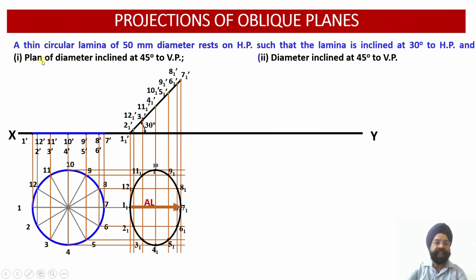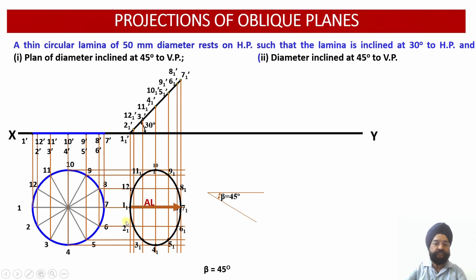Now we are provided with the second set of instructions, that is, the plan of the diameter is inclined at an angle of 45 degree with respect to the vertical plane. Now over here, with respect to the vertical plane, a 45 degree angle we are required to draw. So just see, we have drawn a reference line and a 45 degree angle we have drawn over here. So this is the angle beta, which is equal to 45. But what do we mean by angle beta? Angle beta is the angle of inclination of the reduced length or the apparent length or the plan of the diameter with respect to the vertical plane.